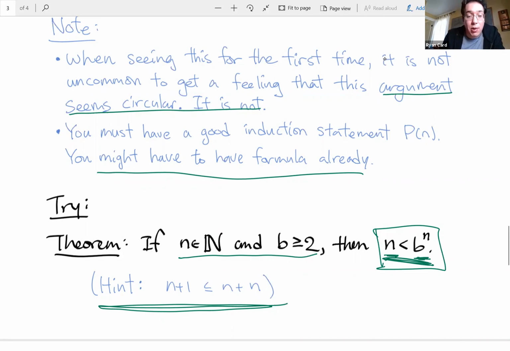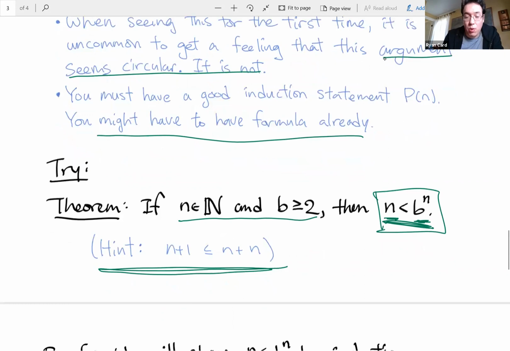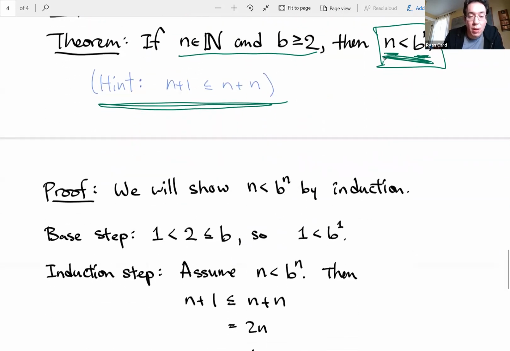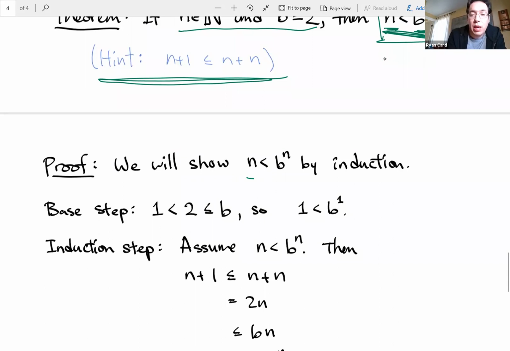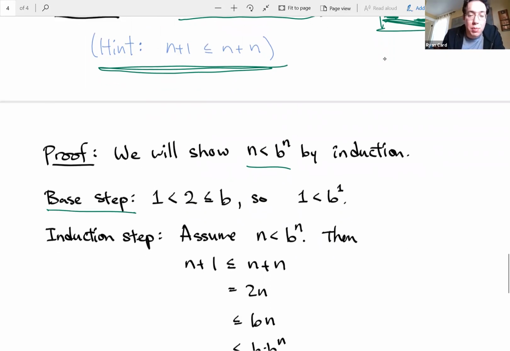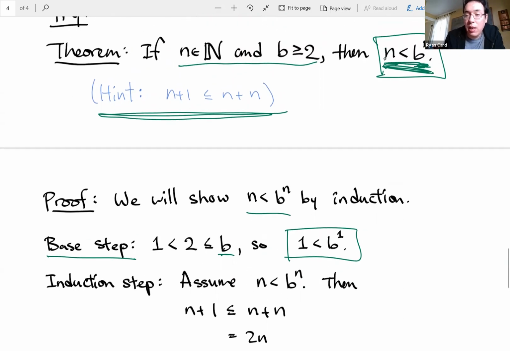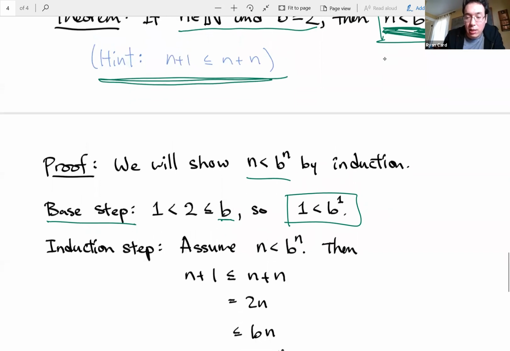I hope you've given an honest try. Here's one way to prove that. We will prove that n is less than b to the n by induction. So you have to do it in 2 steps. The base step: 1 is less than 2, we know that. And we know that 2 is less than or equal to b. So chaining those 2 inequalities, we get 1 is less than b. So the formula is true for case n equals 1. We wanted to show that n is less than b to the n, so 1 is less than b to the 1. That's the first step.